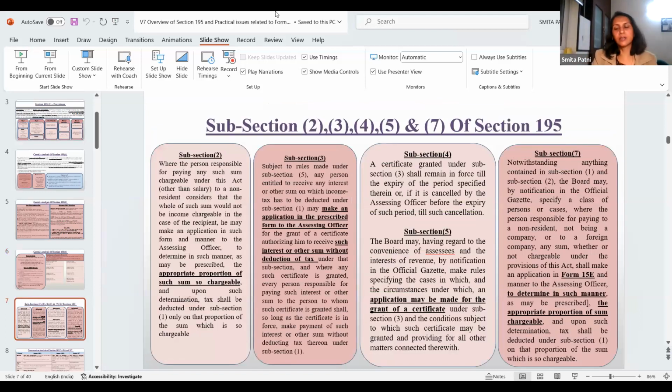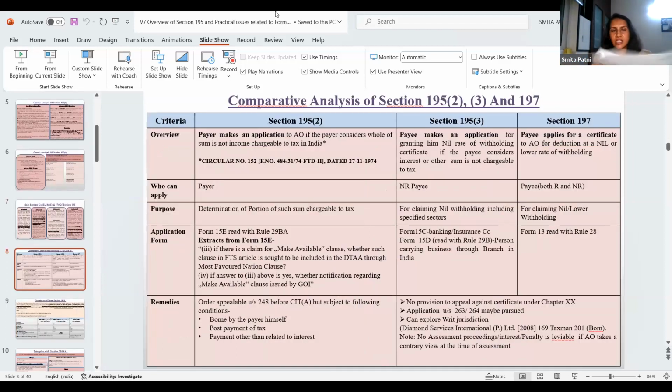Now, sections 195(2), (3), (4), (5) and (7). I have already said that section 195(1) we have already discussed. 195(6) is for Form 15CA and 15CB. The rest of the sections, that is 195(2), (3), (4), (5) and (7), are basically applications to an AO and CBDT making some rules in the prescribed form on how to apply for the lower rate. I will discuss it here.